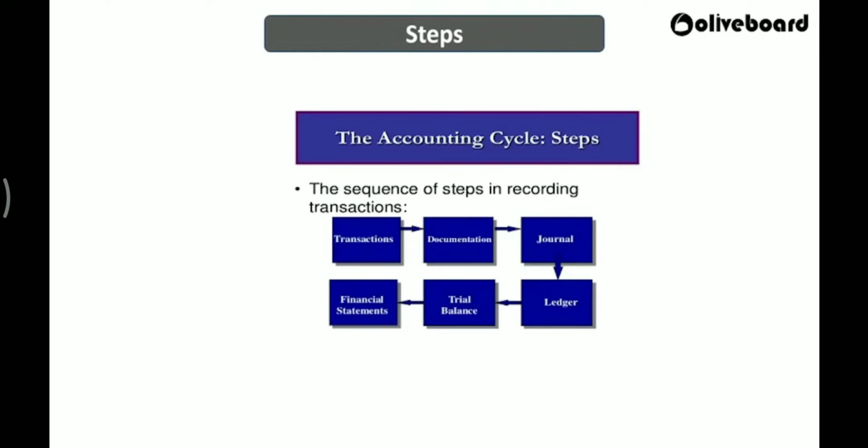Here I have given the accounting cycle steps. This we have seen in our previous videos also. First, transactions, documentation, journal, ledger, trial balance, and the financial statement. So we are in this portion now. All right. So now shall we see this? Because journal and ledger we have already seen in our earlier videos.